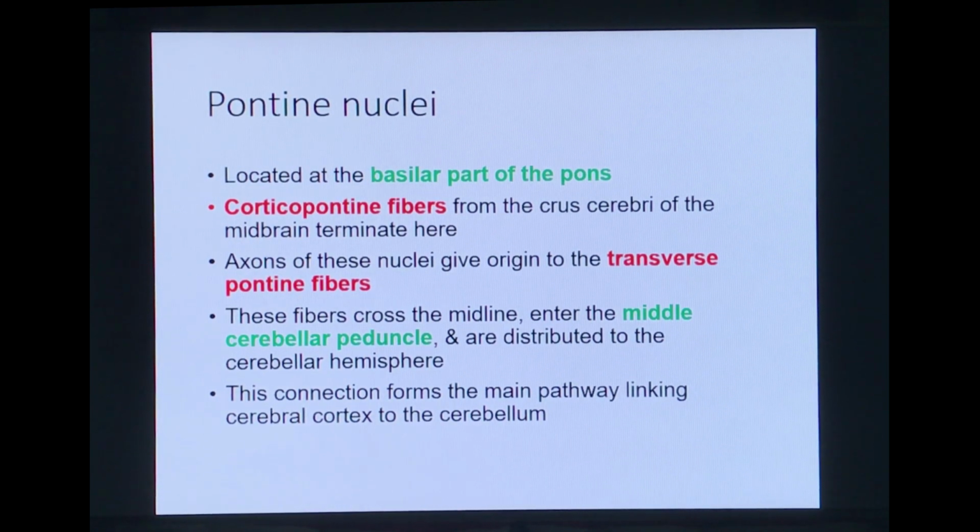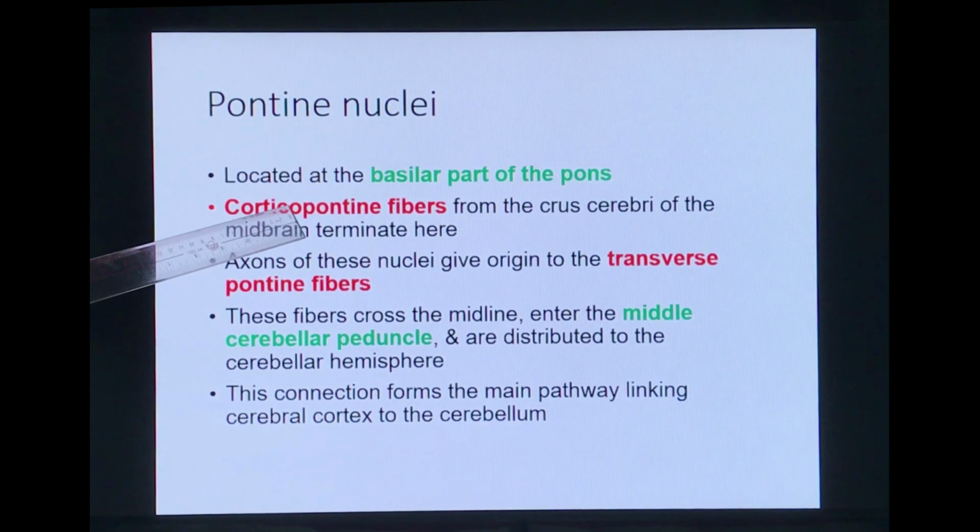Okay, and they enter the middle cerebellar peduncle and are distributed to the cerebellar hemispheres. As I mentioned, information from the cerebral cortex should also reach the cerebellum, because the cerebellum mainly controls voluntary movements along with the basal nuclei and the cerebral cortex. That information goes to the cerebellar hemisphere through the transverse pontine fibers.